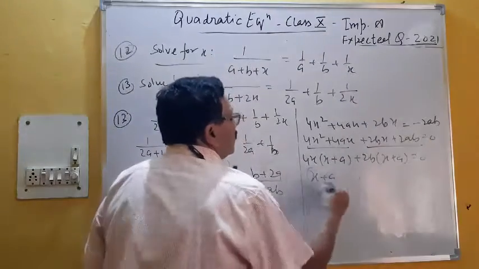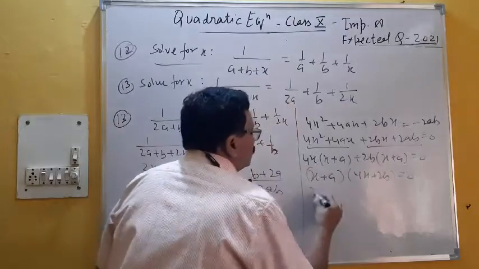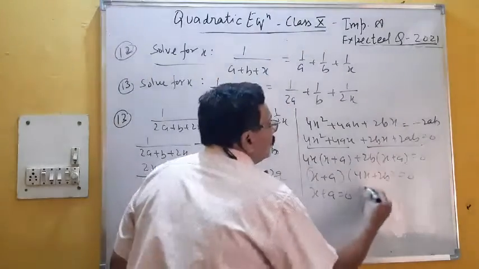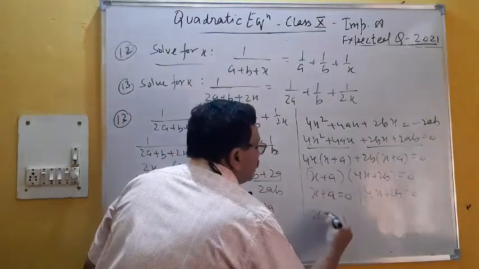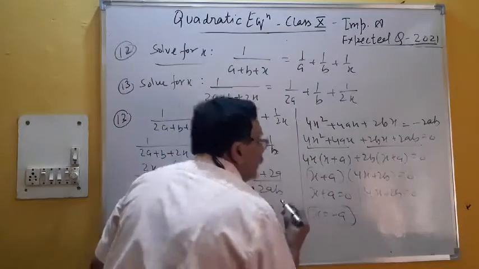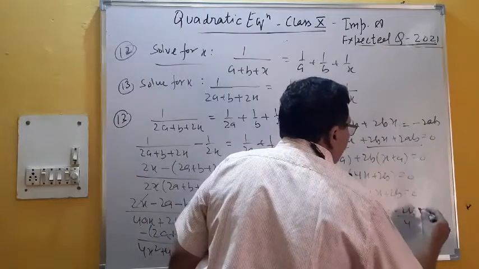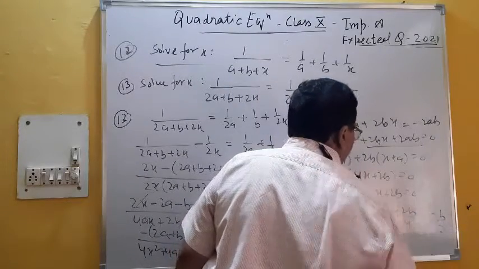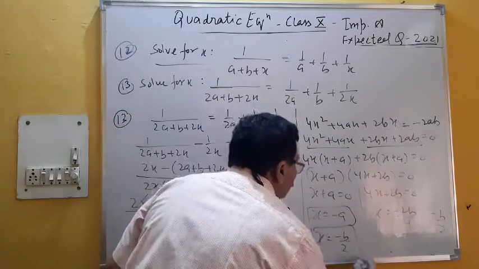Then x plus a, 4x plus 2b equal to 0. So x plus a equal to 0 and 4x plus 2b equal to 0. There you get x equal to minus a, and here you get x equal to minus 2b upon 4, or minus b upon 2. So the other answer is minus b upon 2.